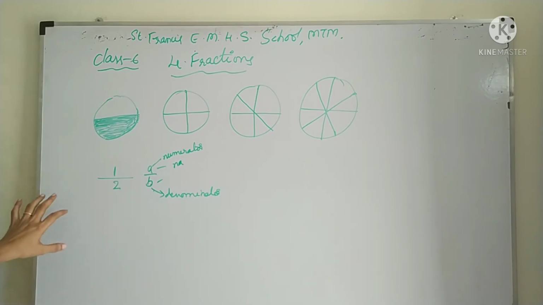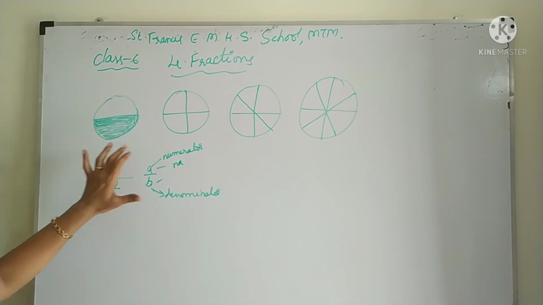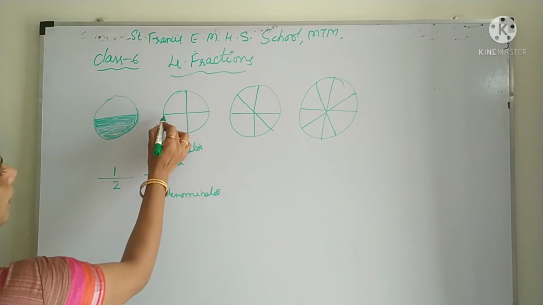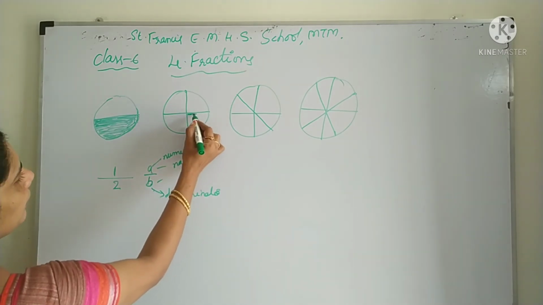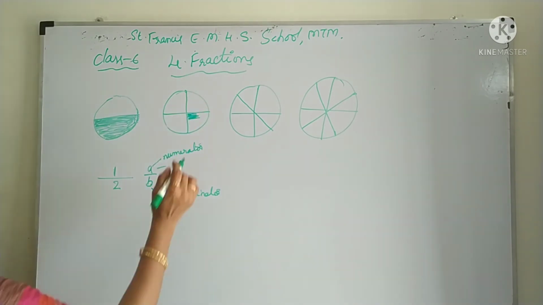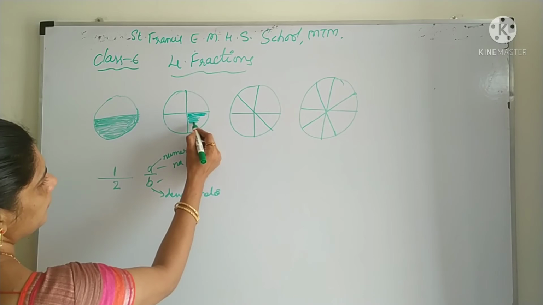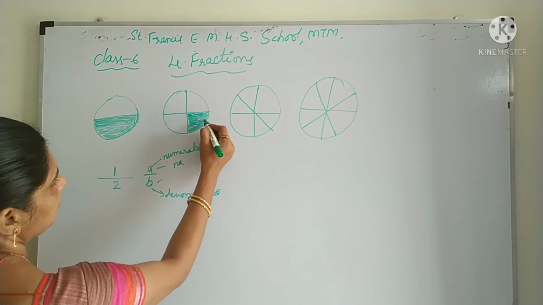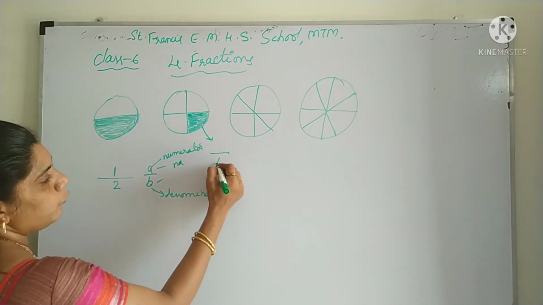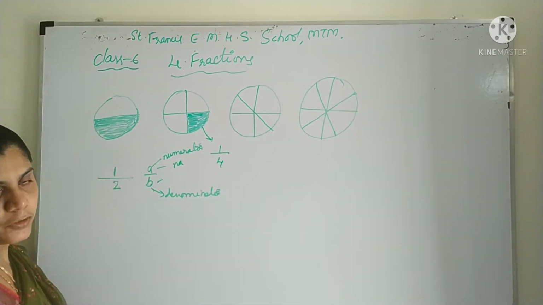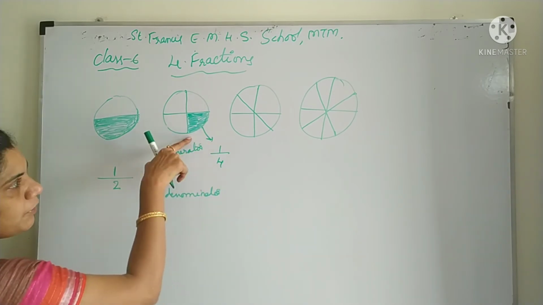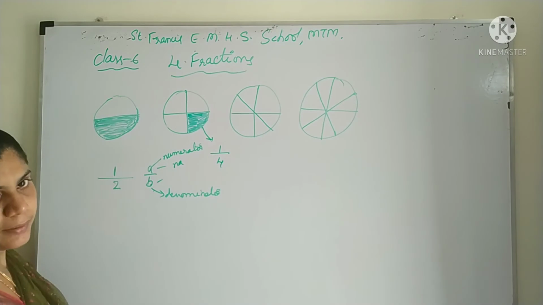Now see, observe this one. So now I want to shade another circle, and I am dividing this into 4 parts here. Now see, one part I have shaded. Now what is the fraction of this one? Among the 4 parts, 1 part. So 1 by 4. You got it? How many parts have I divided? 4 parts. That I have to mention in the denominator. And how many parts have I shaded here? Only 1 part. That I am mentioning in the numerator.